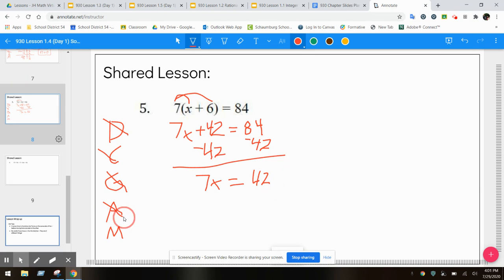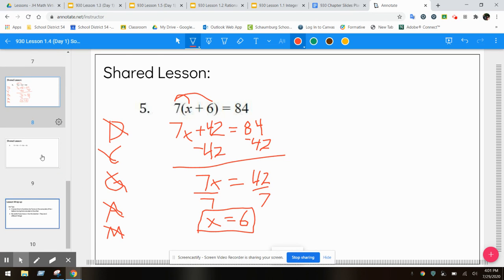Then I divide, because I'm multiplying or dividing, I divide by 7. I want to make sure that my variable is by itself. 7 divided by 7 gives me 1x. 42 divided by 7 gives me 6. Again, I can check my work. I plug 6 back in. 6 plus 6 is 12. 7 times 12 is 84. Good deal. All right. Last one.